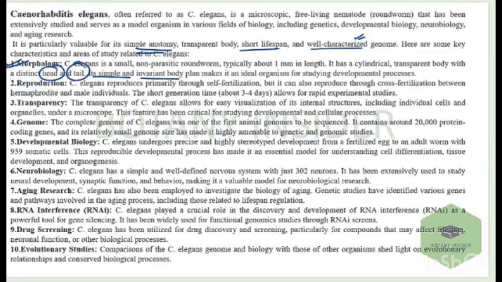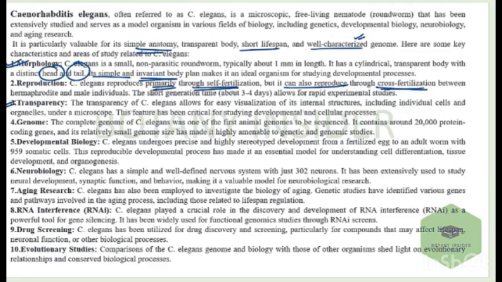It is simple and it has a very simplified body plan, which makes it a very ideal organism for studying the developmental processes. Then reproduction. So it reproduces primarily through self fertilization, but it can also reproduce through cross fertilization. So that's why it's an ideal organism. It is showcasing different and very distinctive properties which are not usually there in other organisms. Then it has a very short generation time, 3 to 4 days only.